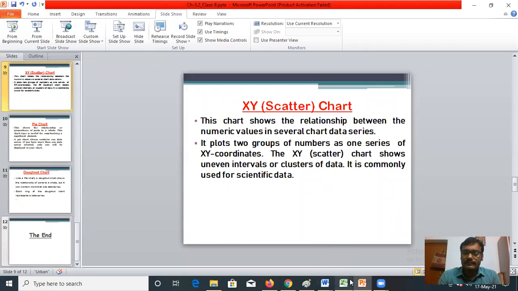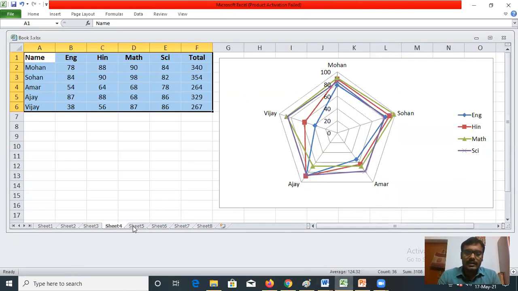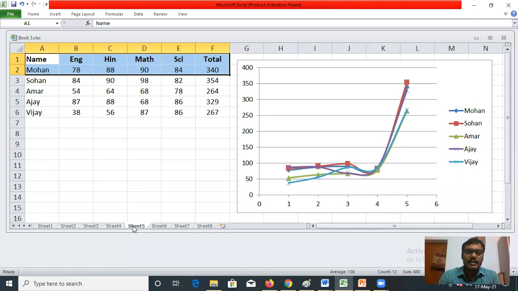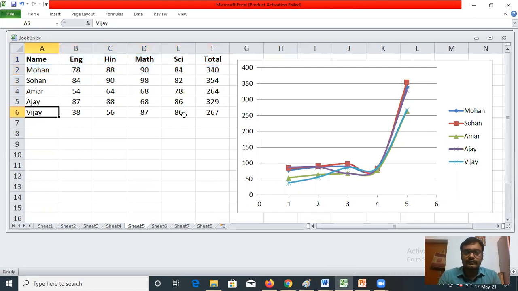You can see the next one is the XY or scattered chart. This is also known as a scattered chart. This is the same data. I have created this scatter chart. You can see this chart has been created as if you drew the lines with free hands. It looks like this chart has been drawn freehand.